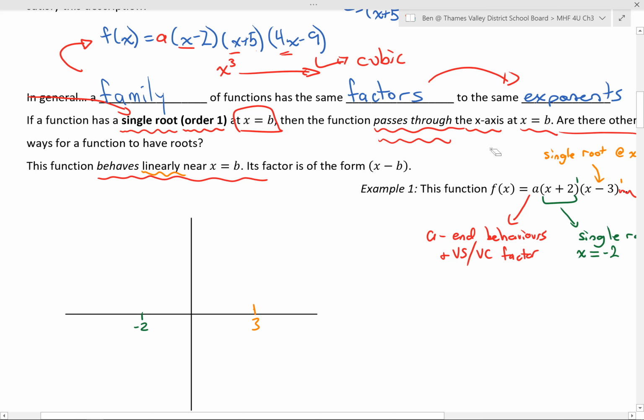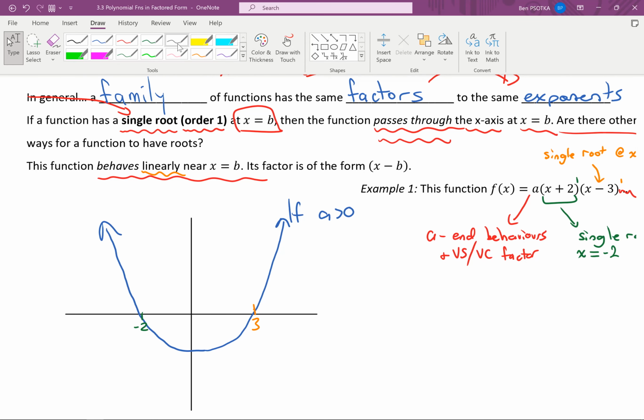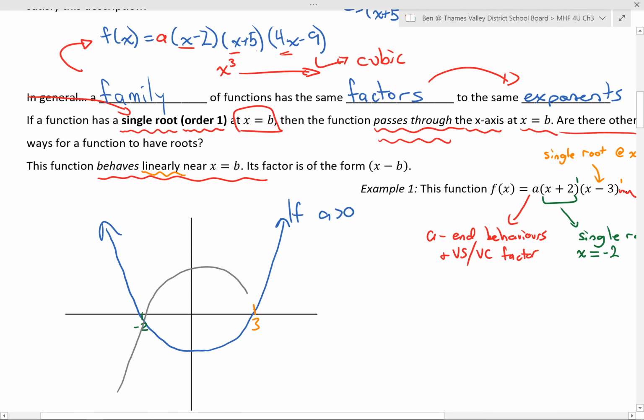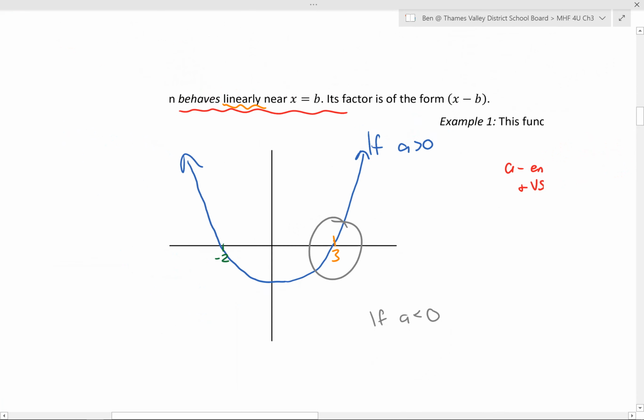So let's say a was a positive value, then it would open up. We would be looking at a quadratic, something like this. Again, this is if a is greater than 0. Or we could consider a function where a is less than 0, in which case it opens down. We're looking at something like this, if a is less than 0. Either way, here we're working with a quadratic function, but the point we wanted to consider was if we zoom in to any of these roots, we notice that our function is crossing the x-axis at those roots. That's what we're focused on right now.